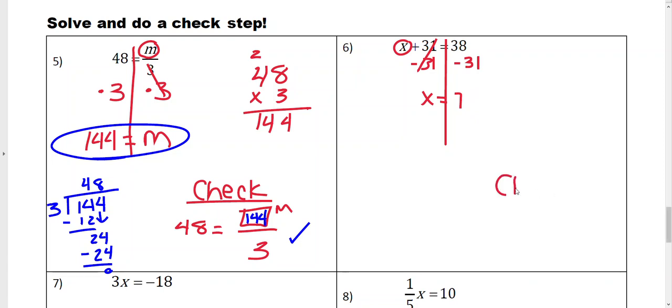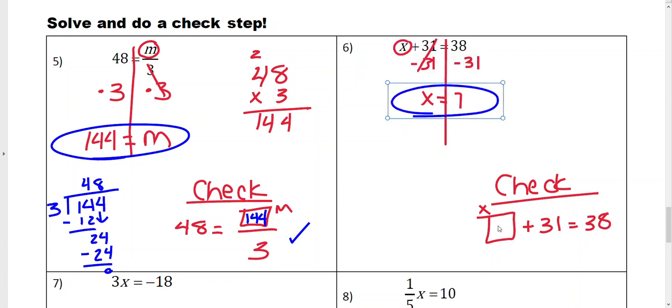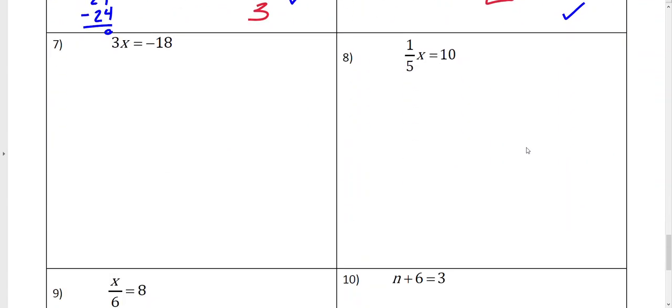Now I'm going to do a check step to make sure I got it right. Blank, which is the x, plus 31 should be equal to 38. Well, I know that x we said was equal to 7, so I'm going to plug in 7 here. And is 7 plus 31 38? Yep, it is. So we know that we got it right. All right, moving on to number 7.